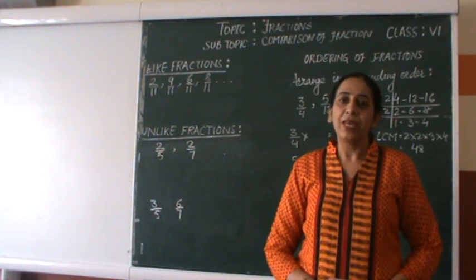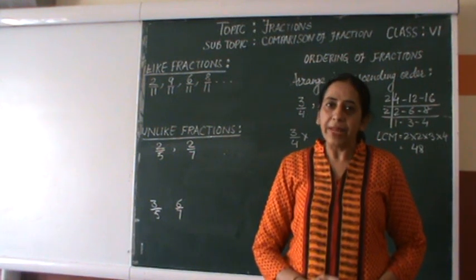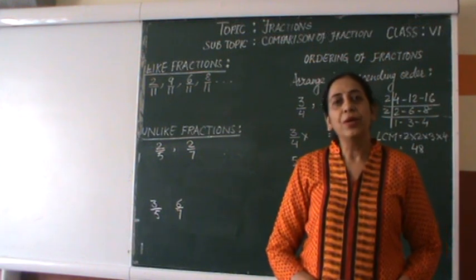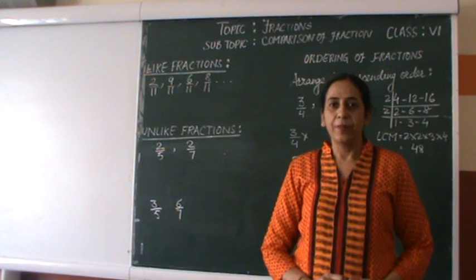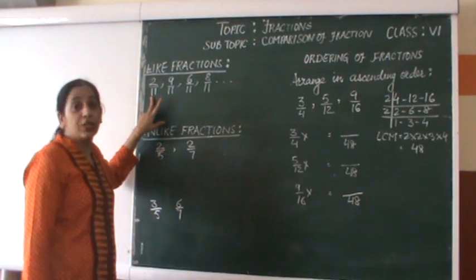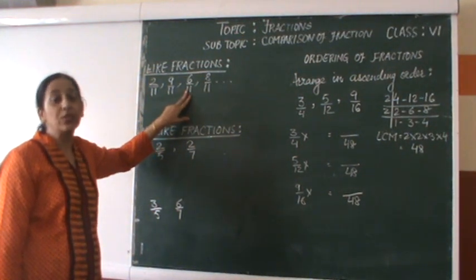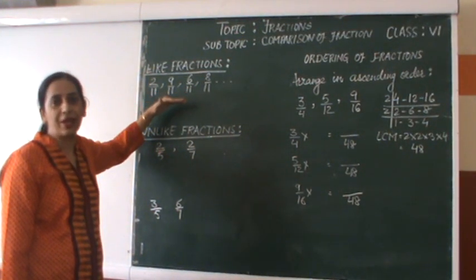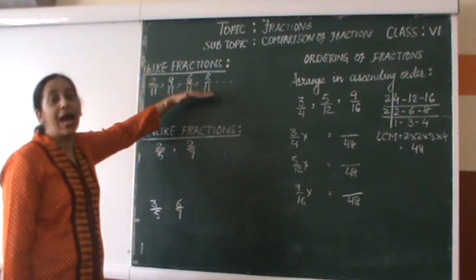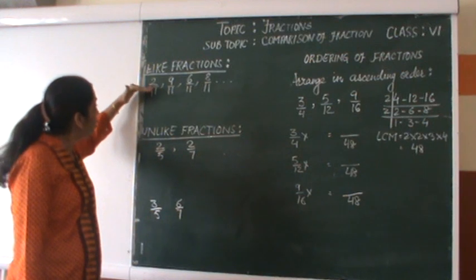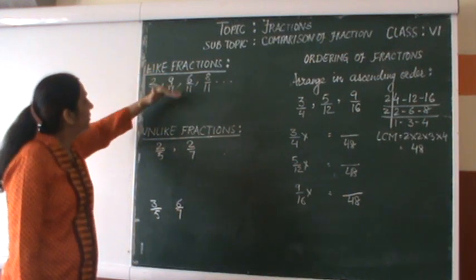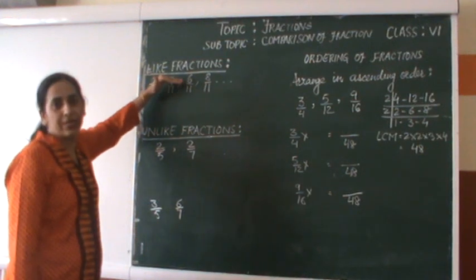I'm going to tell you today how to make comparisons among fractions. First of all, I'll tell you how to compare like fractions. All of you know like fractions are fractions in which the denominators are the same. So whenever you have to compare like fractions, you compare the numerators. The fraction with the smaller numerator is the smallest, and the biggest numerator is the biggest one.